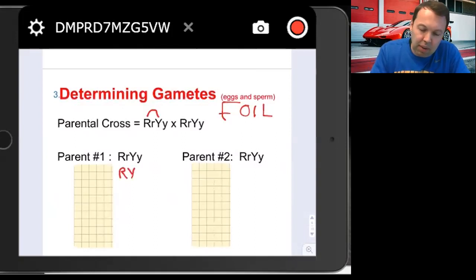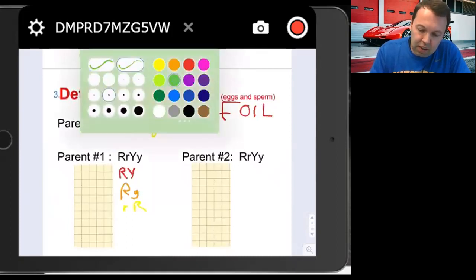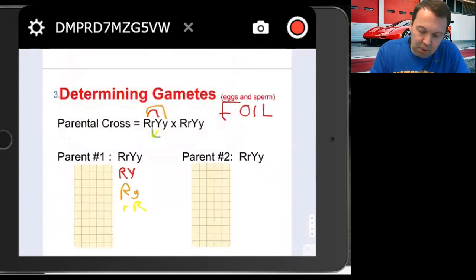Then we're going to use the outside. I'm going to use different colors here. The outside letters, big R, little y, that's going to be the second gamete. And then the inside letters, little r, big Y. We want to have one letter for each gene here, one R and one Y. We're just trying to figure out which one. And then the last letters is going to be the last R and the last Y. So that's going to be a double recessive, little r, little y.